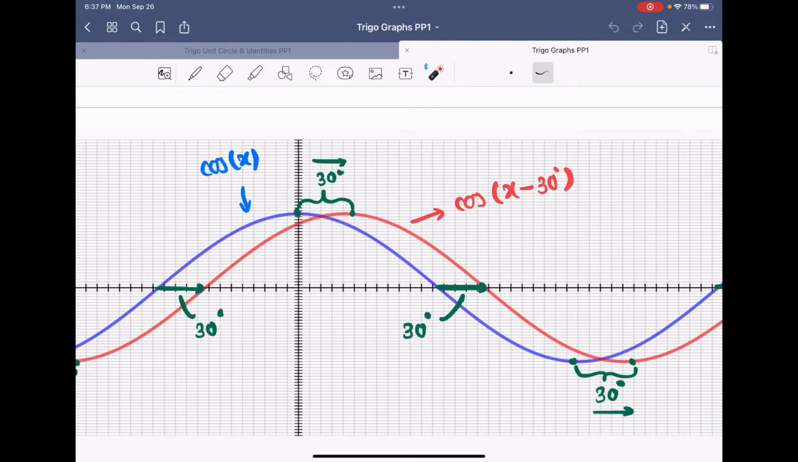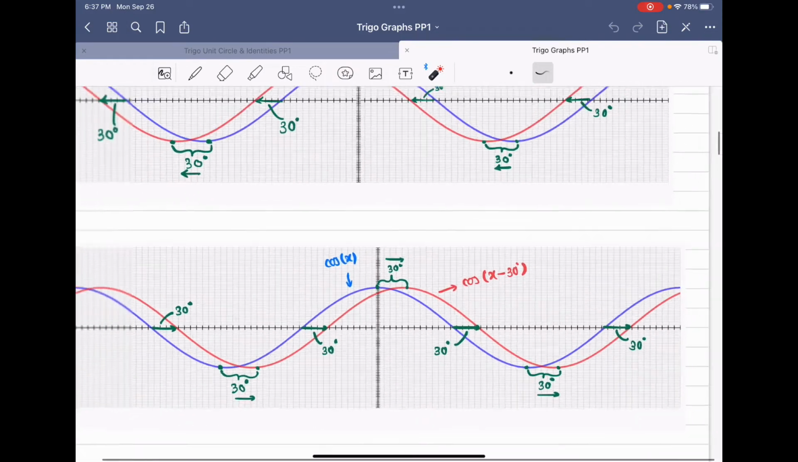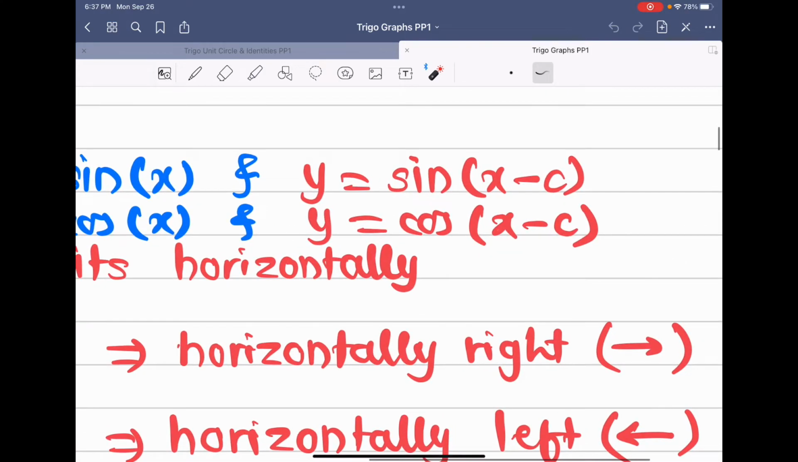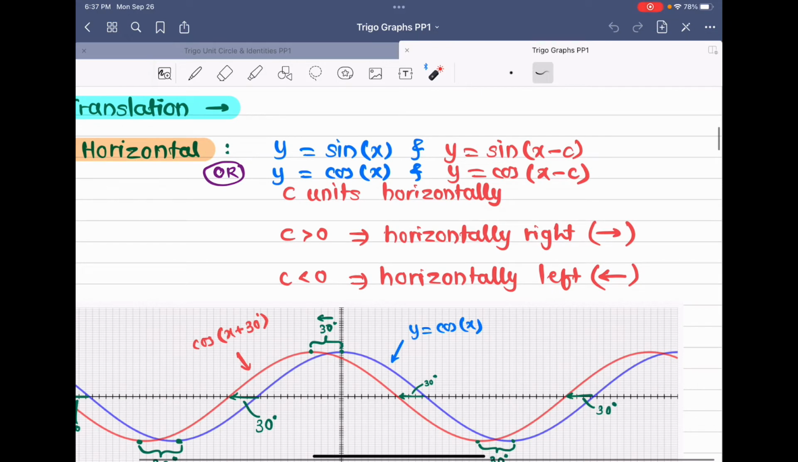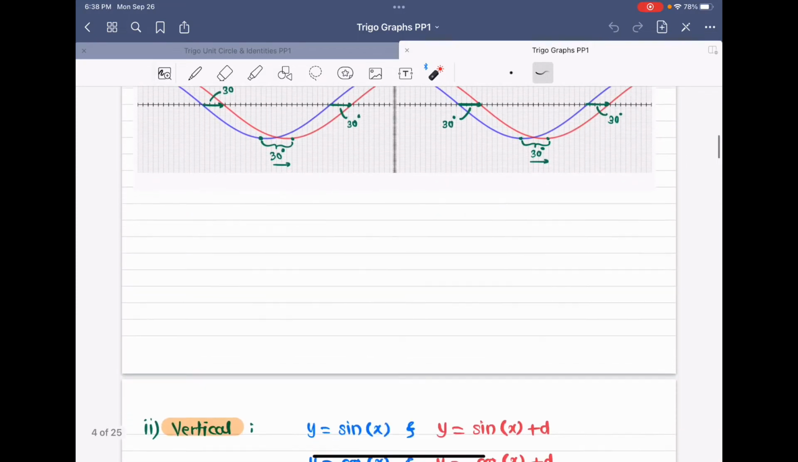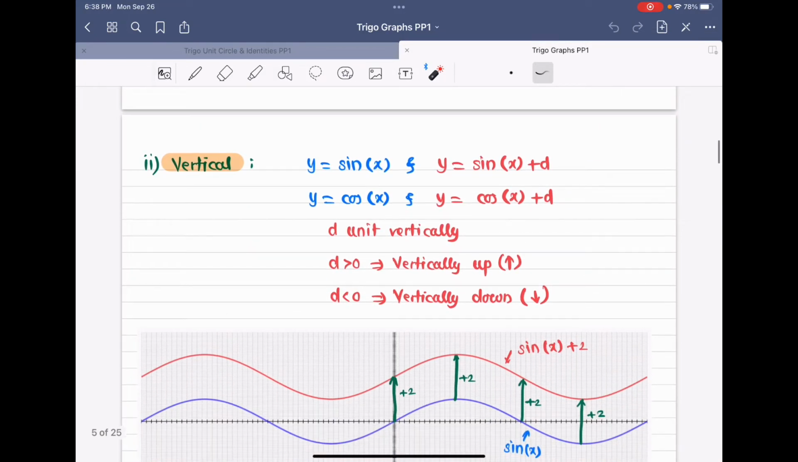I repeat again, whether it's sine x or cos x, when you do translation horizontally, the middle sign between x and c by default is negative. If it is negative, then c is positive. If c is positive, then the graph moves right. If c is negative, negative of negative becomes positive like this, and then the graph moves left. This is about horizontal.